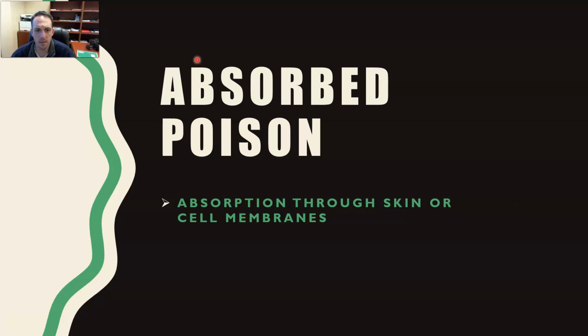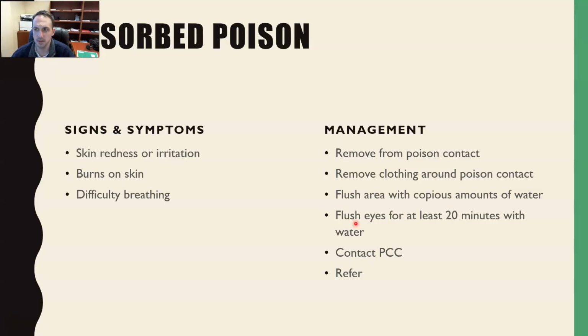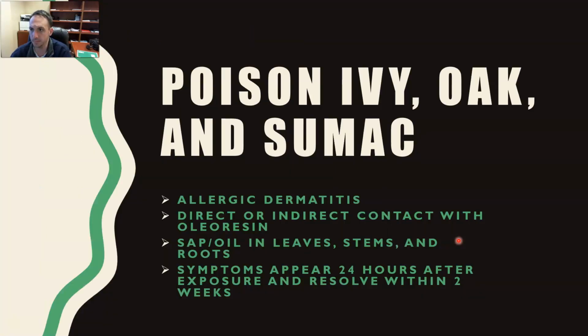All right, lastly, in there, absorbed poison, anything through the skin or cell membranes. You'll see irritation at the site, can progress all the way to difficulty breathing. Same aspect, you should be getting relatively familiar with this. Remove from poison, contact poison control. Remove clothing around that because it's absorbed and the clothing may actually have some of that poison in there. And then flush the area with copious amounts of water.